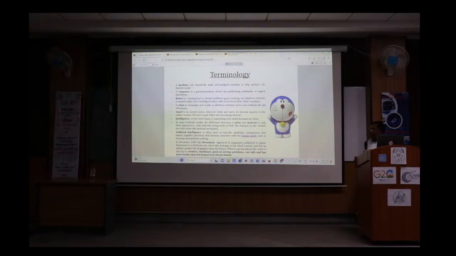Then, artificial intelligence is often used to describe machines that mimic cognitive functions. Cognitive means intelligent functions related to the human brain, that humans associate with the human mind, such as learning and problem solving.